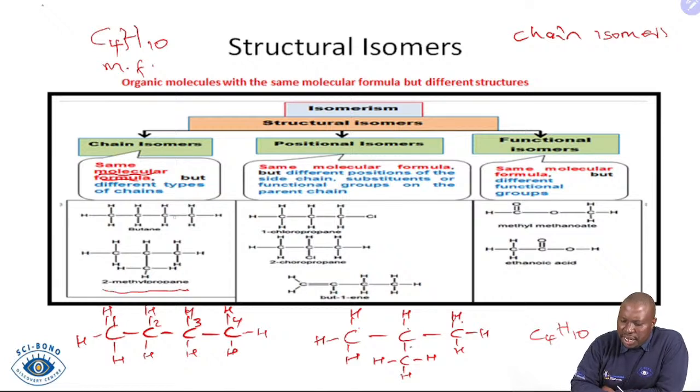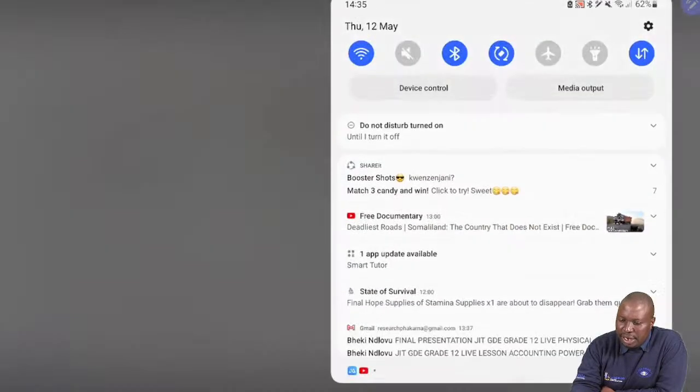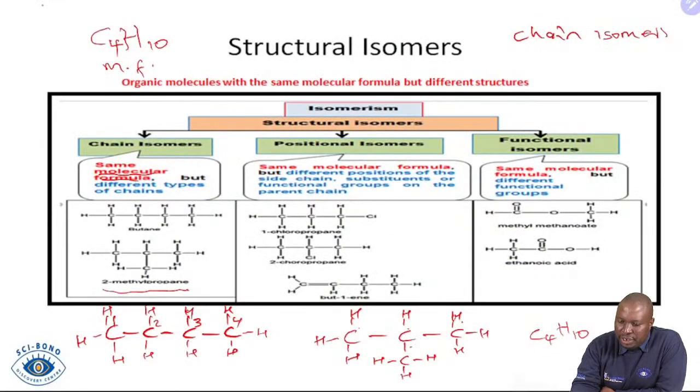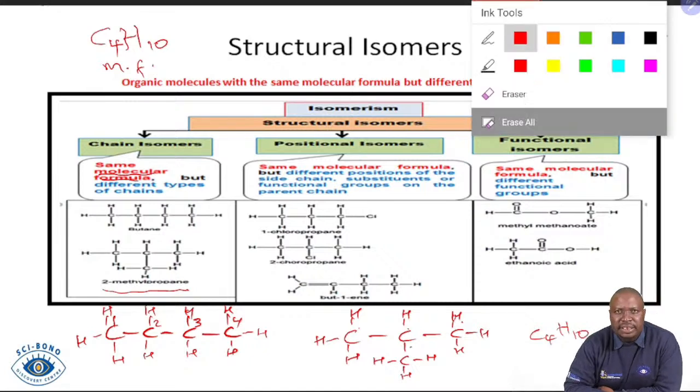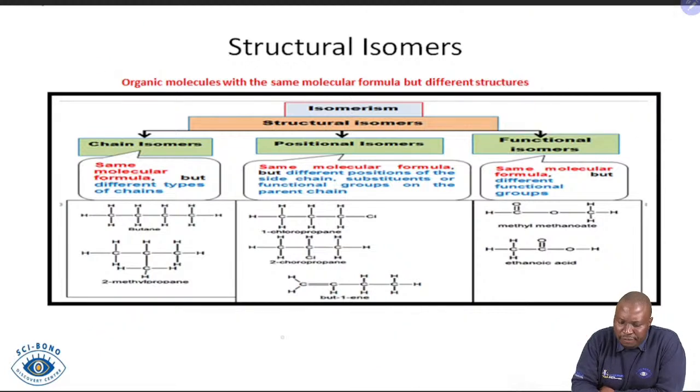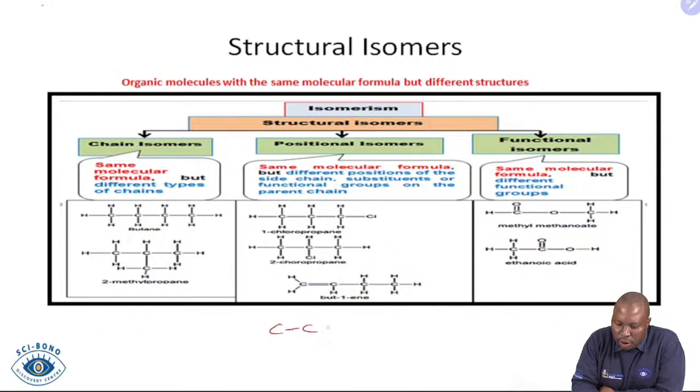For example, for interest's sake, let me erase so that we have space to show you. If we take the structure of 1-chloropropane, as we are having there, let me show all the bonds and the hydrogens so that you know that it's important.